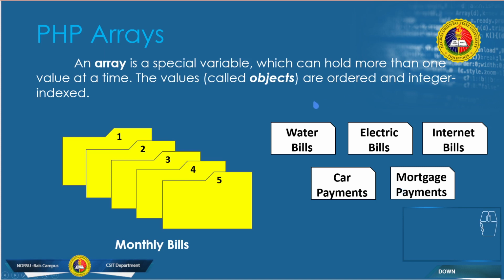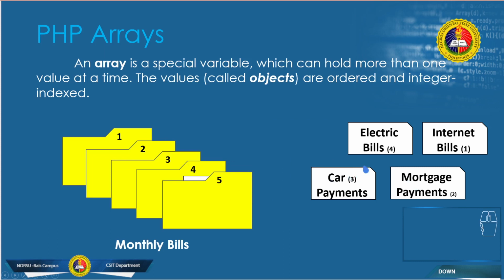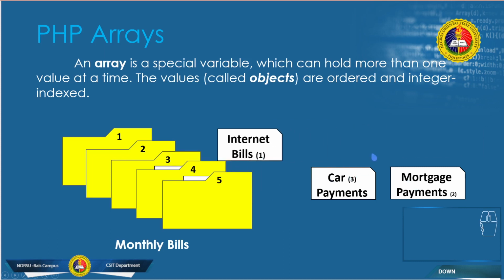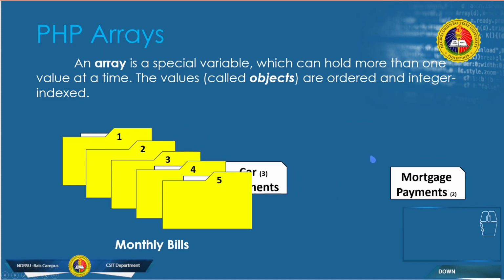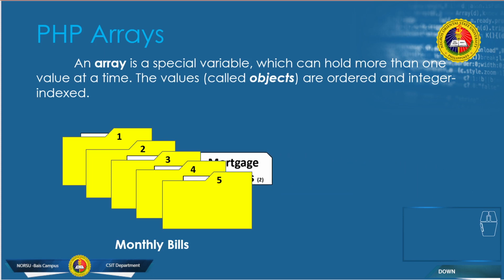So let's say your water bills, you put in folder number 5, and then the electric bills you put in folder number 4. Your internet bills will be stored in folder 1. Your car payments or motorcycle payments will be stored in folder number 3, and your mortgage will be, let's say, stored in folder number 2, diba?